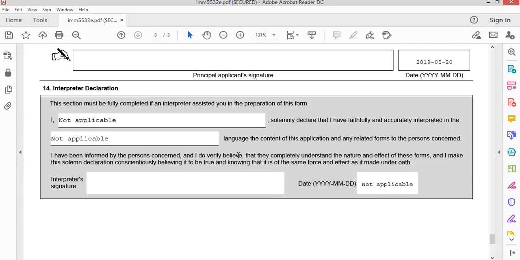All the information that I have provided regarding filling up this form is based on my personal experience, and it is not a legal advice in any case.